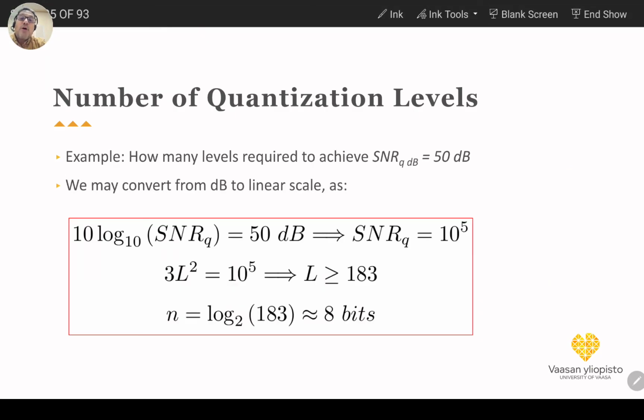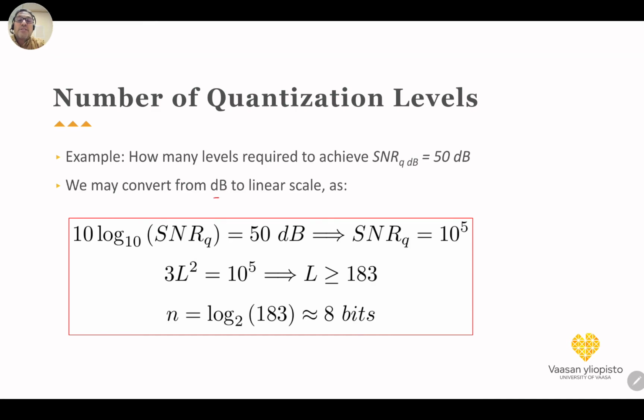Let us take an example. How many levels are required to achieve a signal to noise ratio of 50 dB? We can first convert from dB to the linear scale. 10 log 10 of the SNR is equal to 50 dB, which means the SNR in linear scale is 10 to the power 5. You divide 50 by 10 to get 5, and the reverse operation of log 10 is 10 to the power. So 3L squared equals 10 to the power 5, which is 100,000. Then you can compute L, and L here should be at least 183 in order to get this 50 dB.